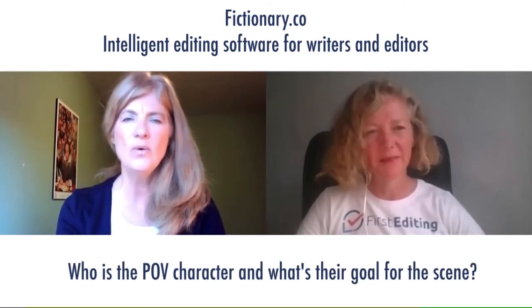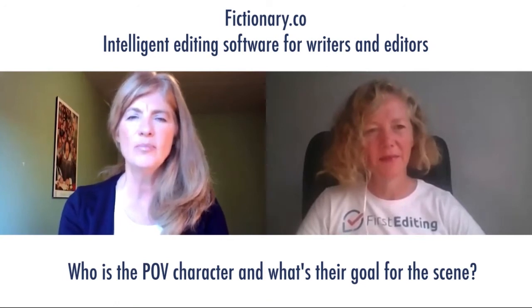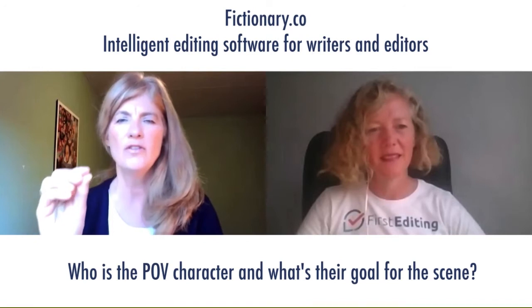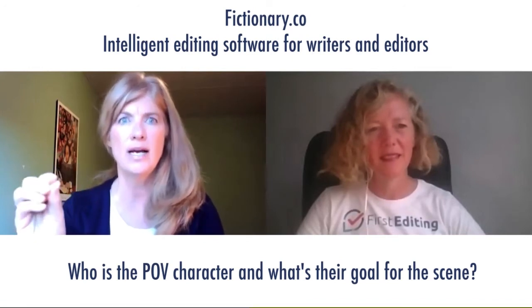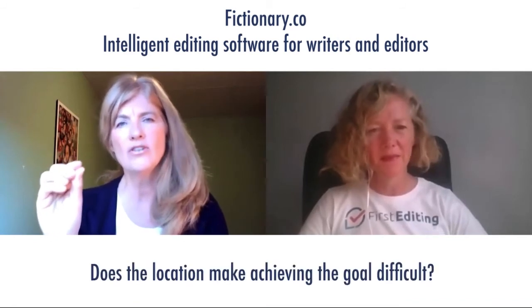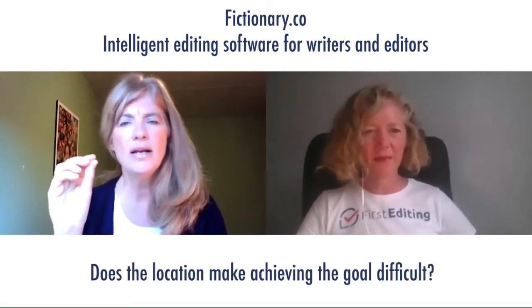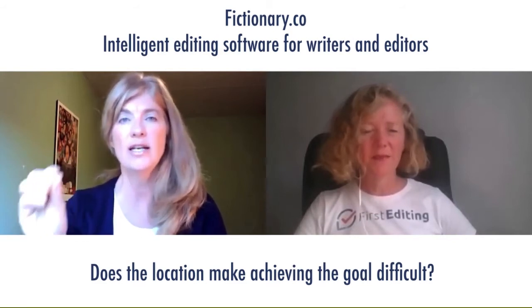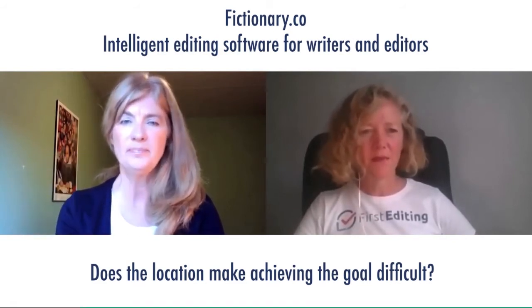And when you know that, you want to think of all the different places that could make achieving this goal difficult, if the one you've chosen doesn't do that. So link the goal. What makes it hard for the character to achieve that goal? And are you using the best place, or could you choose a different location that's going to make it difficult? And how do they know if they've chosen the best location?